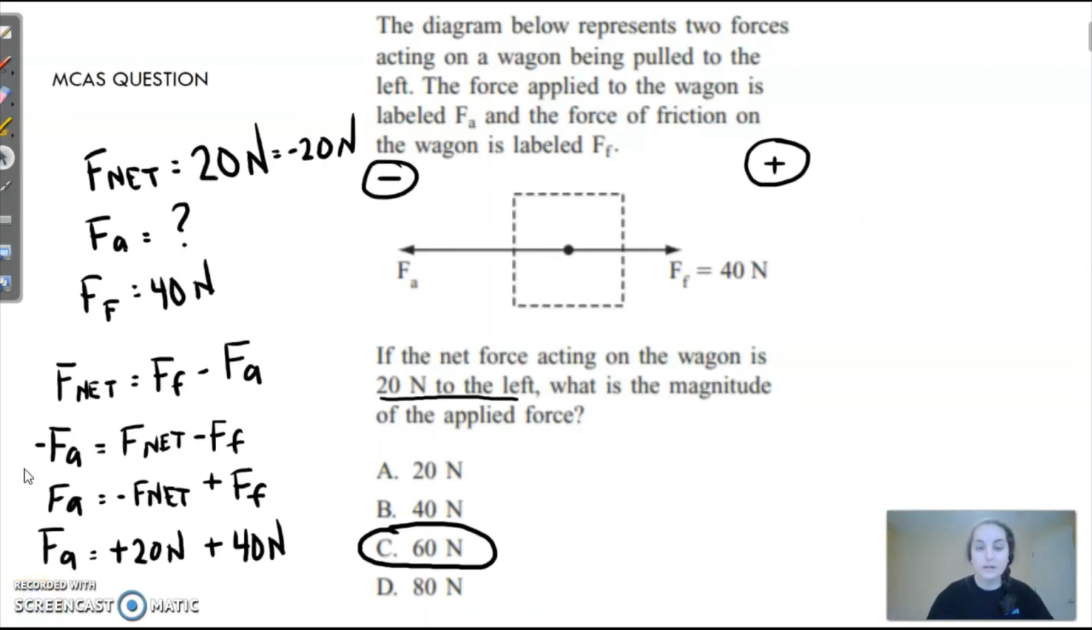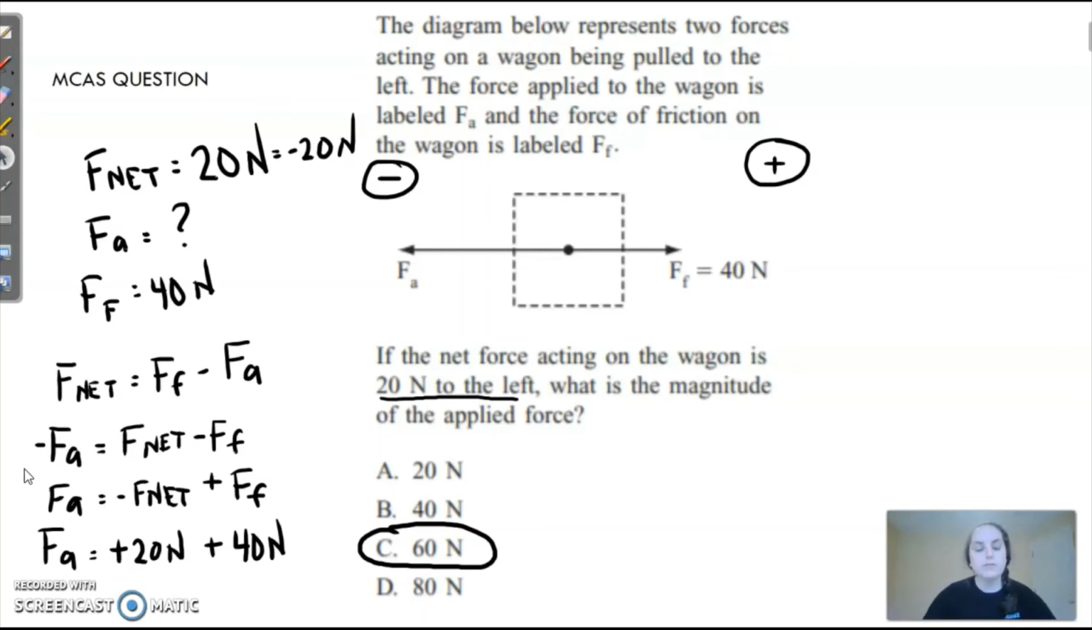Okay, so your answer should be C. So let's talk about it. So the first thing that I did was I assigned a positive and a negative side. Typically that right side is going to be the positive side, that left side is going to be the negative side. And we are told that the net force, or the combination of our forces, is 20 newtons to the left. So what that really means is negative 20 newtons.